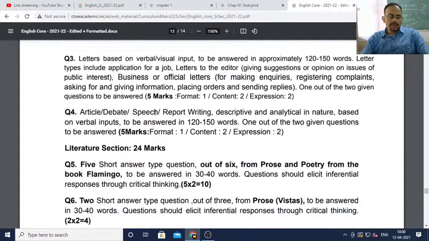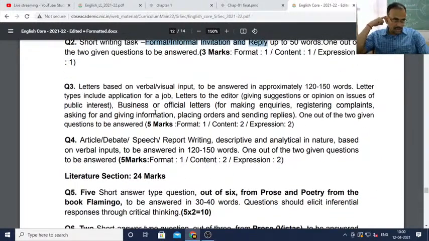And next is the long type of question, the long type of writing task. So what comes in the long type of writing task? In the long type of writing task comes verbal or visual input. Okay, verbal or visual input. Letter type includes job application. See what kind of letters you have to learn. You have to learn job application and letters to the editor. Letters to the editor you have done in class 10 as well. Okay, so it won't be a problem for you.